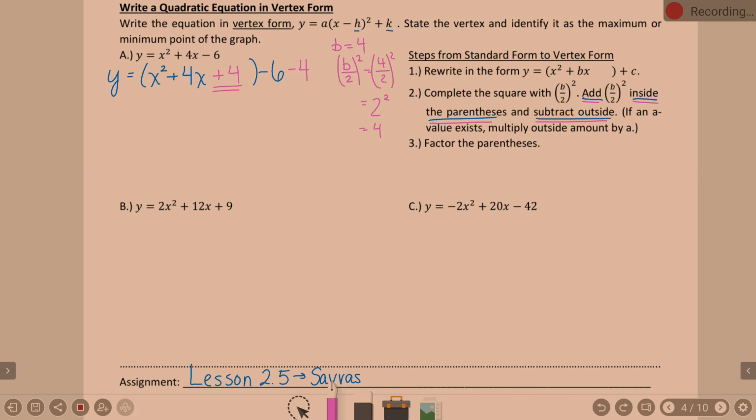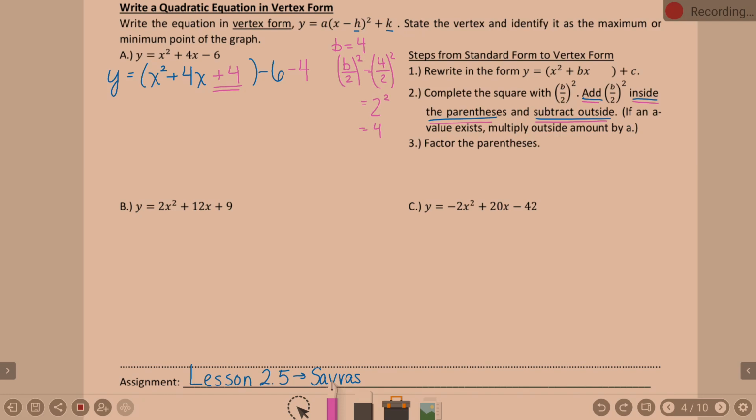Okay? Step 3 is your final step. Factor the parentheses. We just created a perfect square, folks. Can you guess what's going to happen? It's going to factor into 2 identical parentheses again.